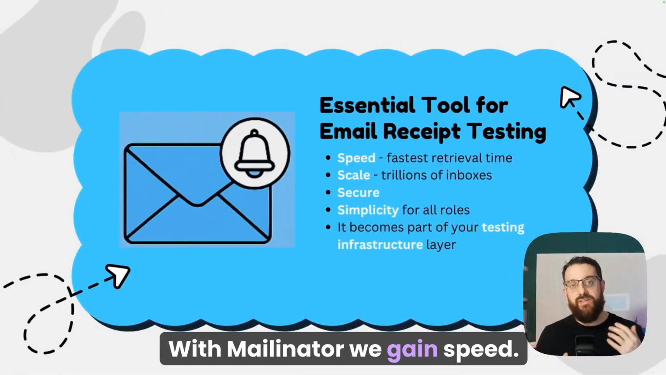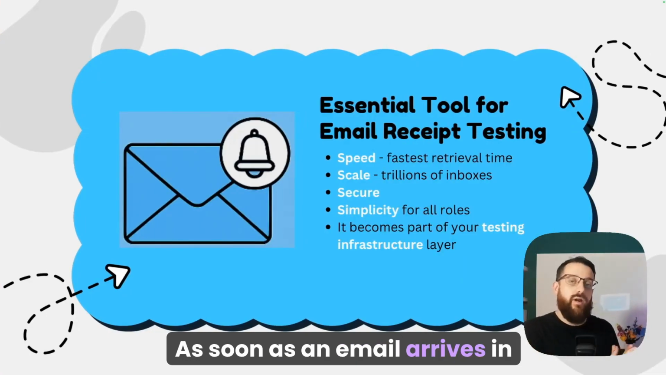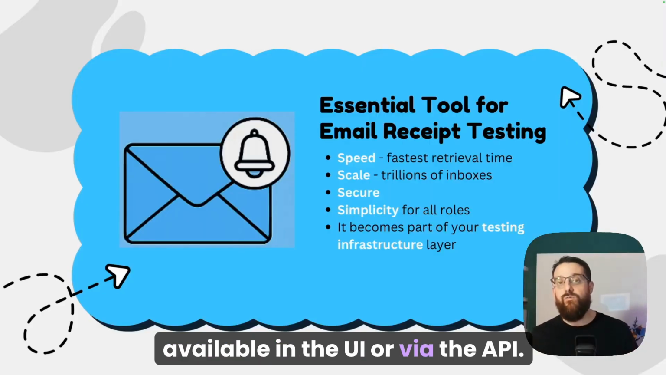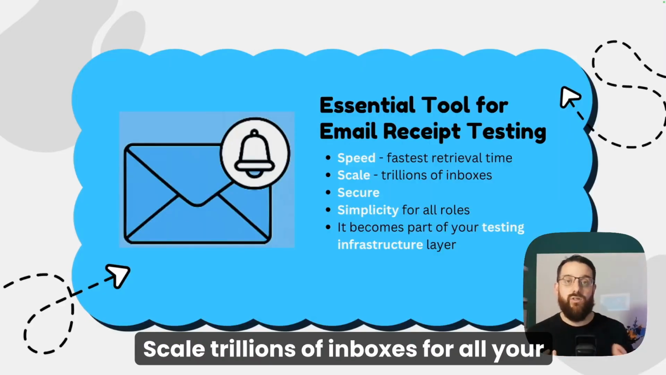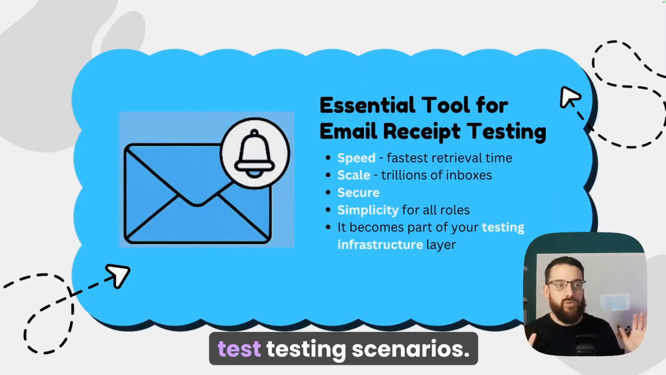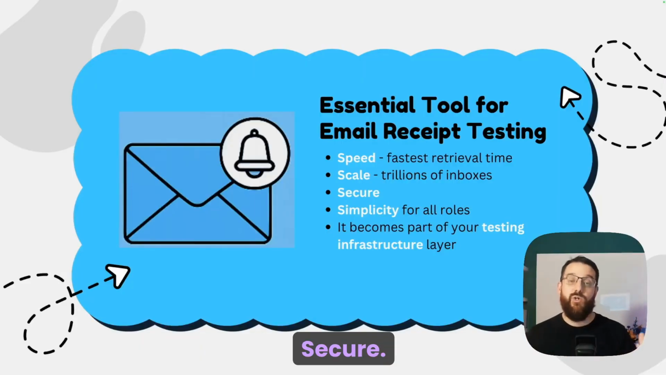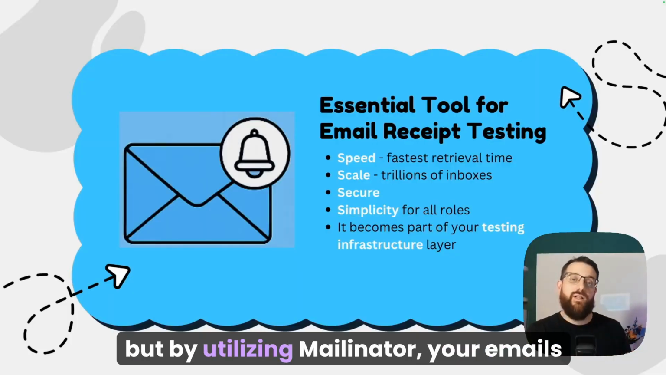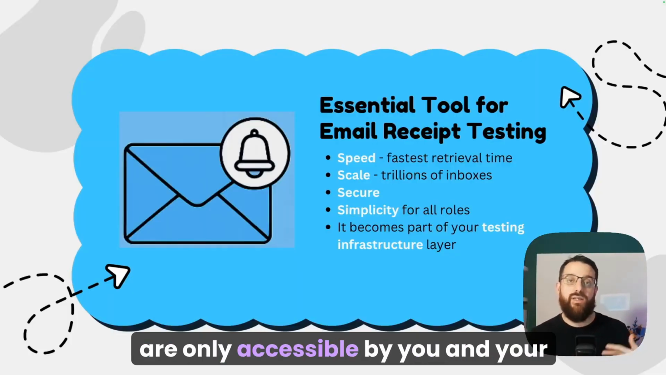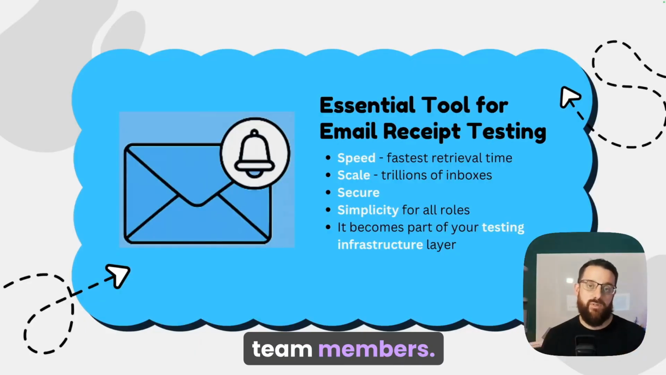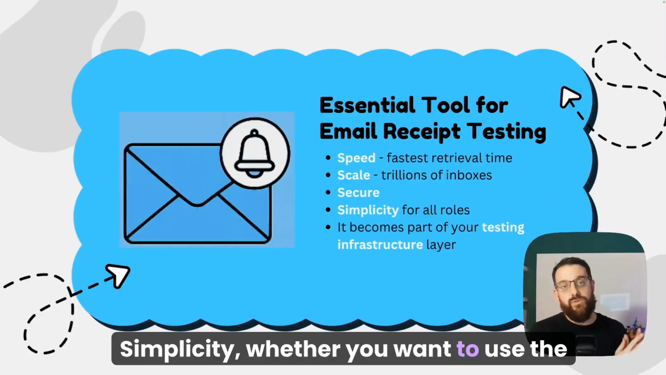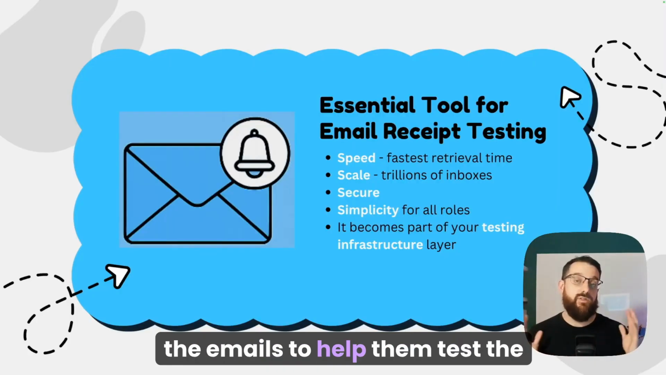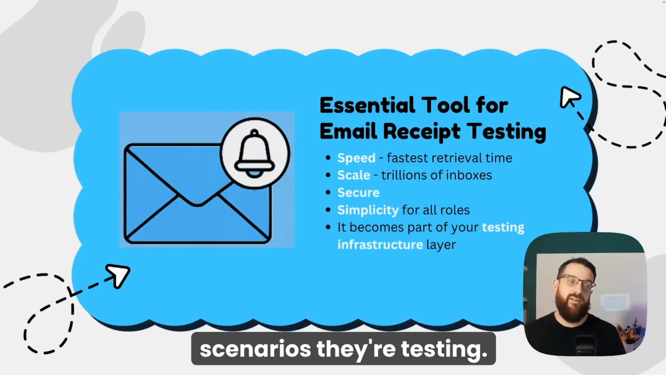With Mailinator, we gain speed. As soon as an email arrives in Mailinator's infrastructure, it's instantly available in the UI or via the API. Scale, trillions of inboxes for all your testing scenarios. Secure, Mailinator adheres to security standards, but by utilizing Mailinator, your emails are only accessible by you and your team members. Simplicity, whether you want to use the UI or the API, people can get access to the emails to help them test the scenarios they're testing.